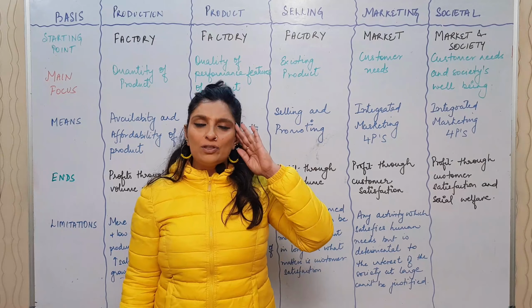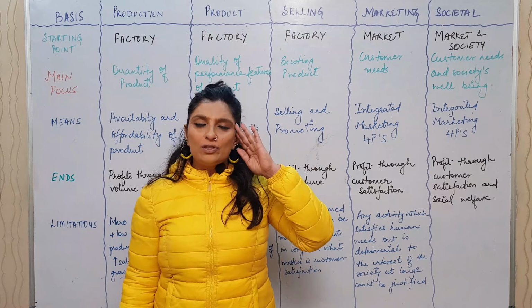And with every limitation comes a new concept. Then we started talking about the selling concept. Selling concept said we have to bend the customer as per us. We do not have to bend ourselves as per the need of the customer. We have to bend the customer as per our requirement. And that's where the selling concept came into existence. This also started in the factory because products were being manufactured there. They talked about the existing product and how to sell it.